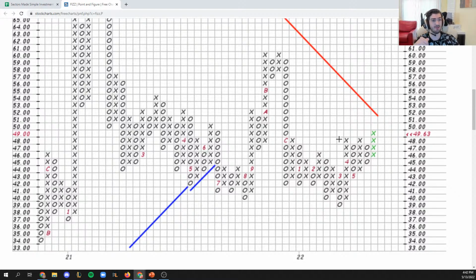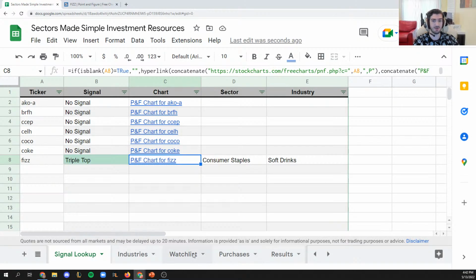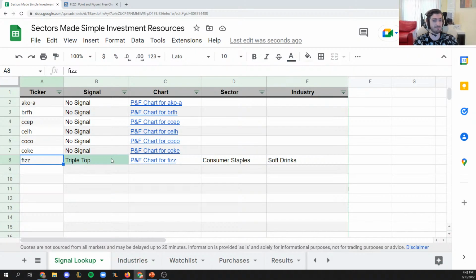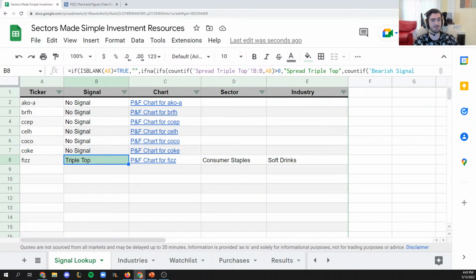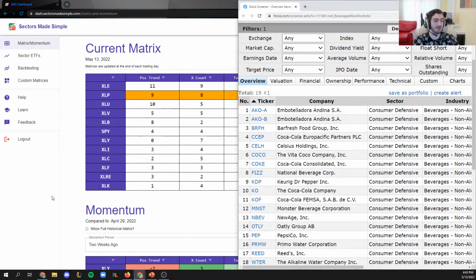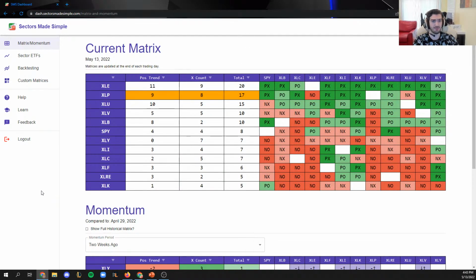That right there can be an investment decision. You looked at the matrix, saw staples. You went over to our spreadsheets. You found beverages non-alcoholic. You went through those companies and you added them to our signal lookup, and it found that Fizz is on a point and figure buy signal. And that could be a stock that you buy. That is, again, just another way to use the matrix.